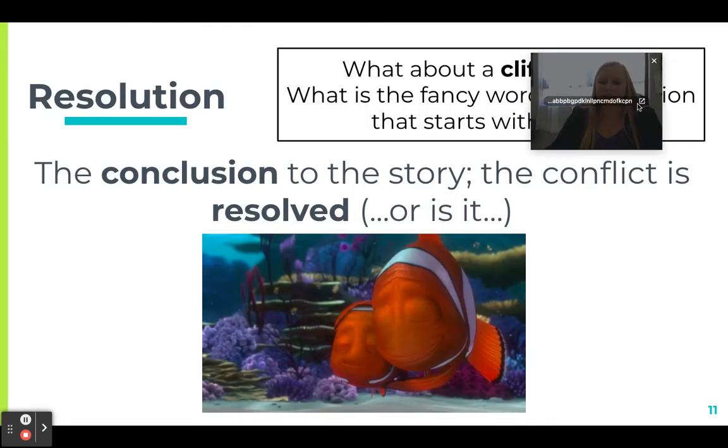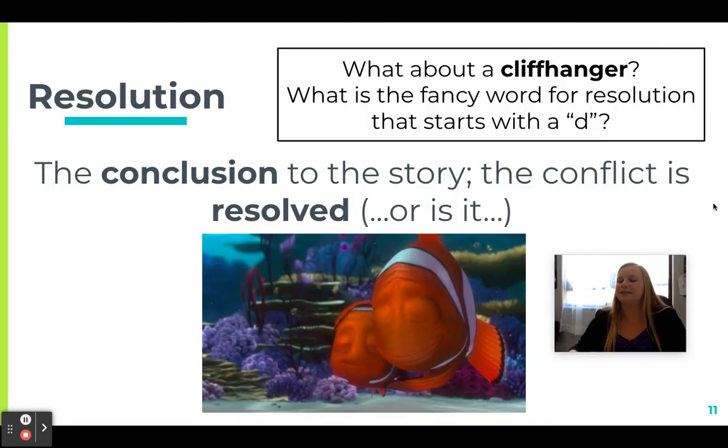And last but not least is the resolution. Of course, this is the conclusion. Hopefully, it's a happy ending. It's when the conflict is resolved. Or is it? Now, when we don't quite resolve the conflict or we leave it a little bit more open-ended, maybe for a sequel or for another companion story, we'll call that a cliffhanger. And the fancy word for resolution, it's a French word that starts with a D, is denouement. Isn't that fancy? And that's it for plot structure.